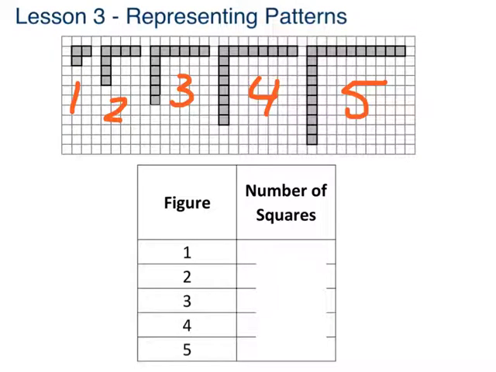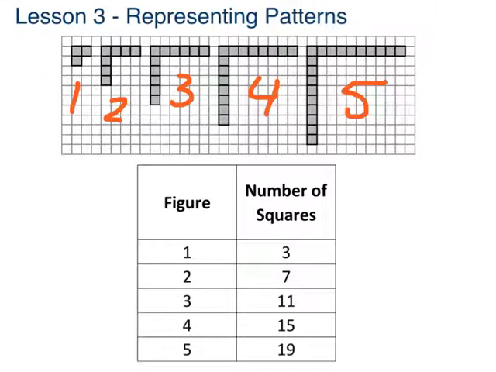So after doing some counting, you figured out that we start with 3 squares in the first figure. And then in the second figure we have 7 squares. In the third figure we have 11 squares. Then 15 squares in the fourth figure. And the fifth figure has 19 squares in it. So if that doesn't quite match up with your numbers, go ahead and carefully count the number of squares in each figure.